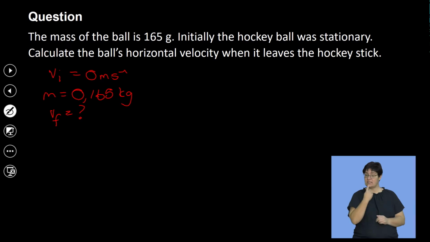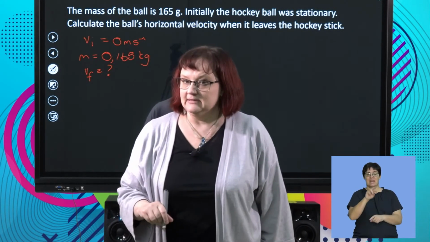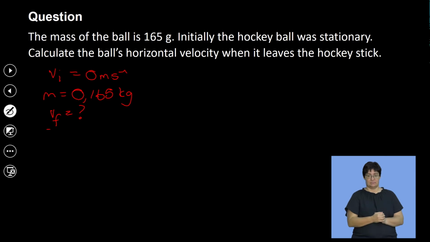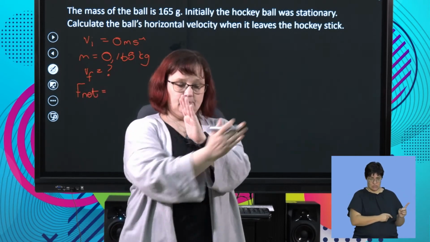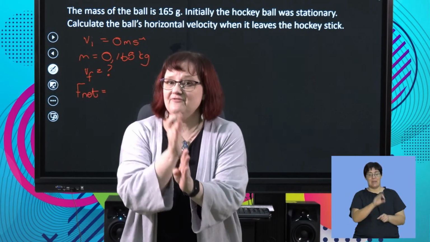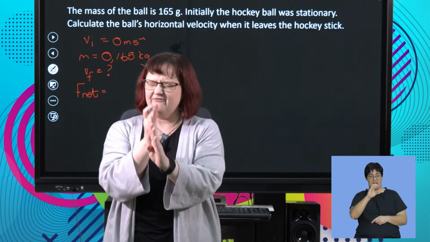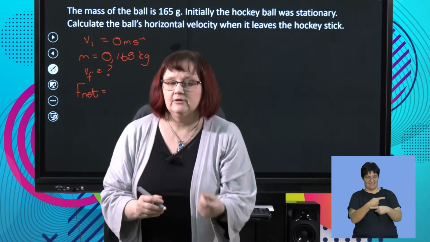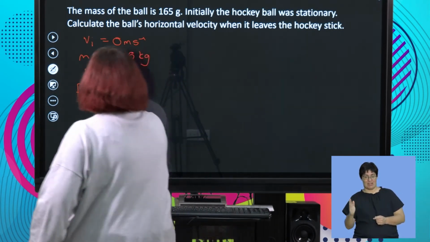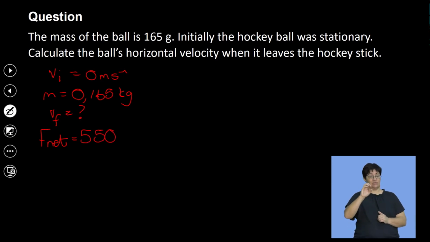We've just said that it's going to experience the same net force. So, F net, now we've got to think about this. For the hockey stick, F net was negative because it was to the left, okay? Because the hockey stick was pushing the ball to the right. Same F net, so it's going to be 5,500 newtons. But it's going to be a positive F net because it's going to go to the right. So this is 5,500.